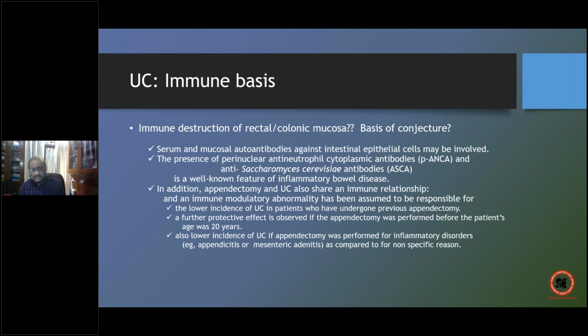So what is the basis of this conjecture? Number one, we find serum and mucosal autoantibodies against intestinal epithelial cells. They may be involved. The presence of two specific antibodies, which now become markers for ulcerative colitis. One is the perinuclear anti-neutrophil cytoplasmic antibody, also known as PANCA, and the other is anti-Saccharomyces cerevisiae antibody, that is ASCA, two important antibodies which are now markers for ulcerative colitis. So these are there in inflammatory bowel disease.